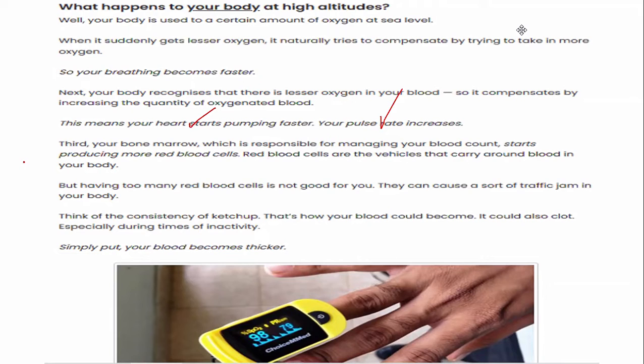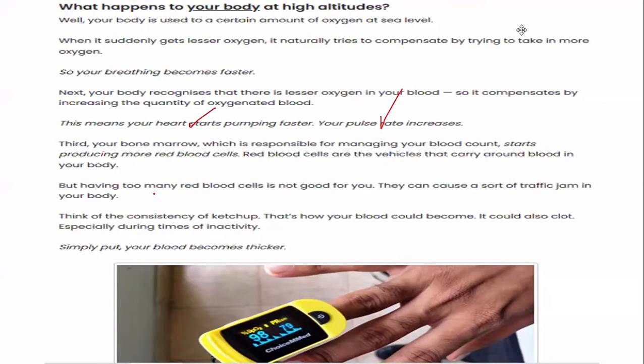The bone marrow has to produce more red blood cells simply because it is needed, because the body calls for it, because we have decreased oxygenation as we go up. Therefore, your bone marrow starts producing more red blood cells. Red blood cells are the vehicles that carry oxygen around in your body.